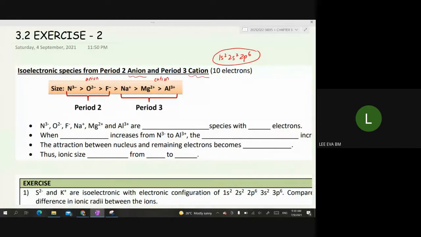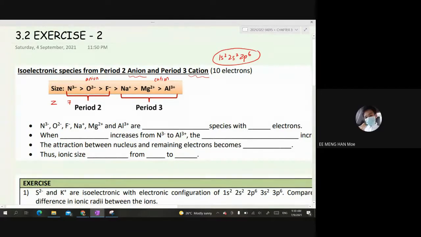Does anyone remember the proton number of nitrogen? 14. 7. 14 is the mass. 7. Yes, thank you very much. So this is the proton number. How about oxygen?